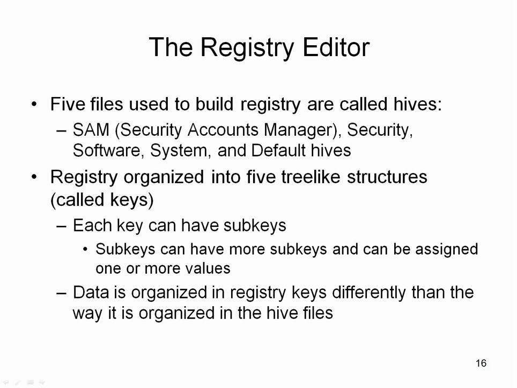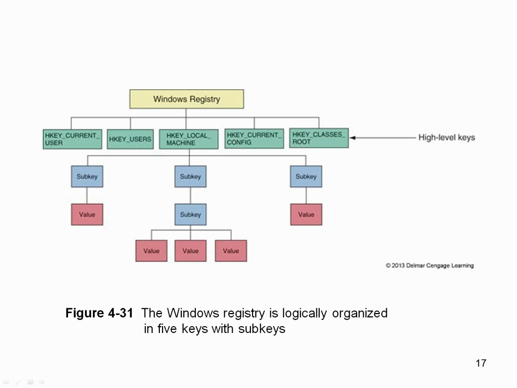Windows builds the registry from the current hardware configuration and from information it takes from these files. There are 5 files stored under the c:\windows\system32\config folder. These files are called hives, and they are named the SAM, Security, Software, System, and Default hives. Each hive is backed up with a log file and a backup file, which are also stored in the c:\windows\system32\config subfolder. For Windows 7, the c:\users\username\ntuser.dat file holds the preferences and settings of the currently logged on user. After the registry is built in memory, it is organized into 5 high-level keys as identified by Figure 4-31. Each key can have subkeys, and subkeys can have more subkeys and can be assigned one or more values.